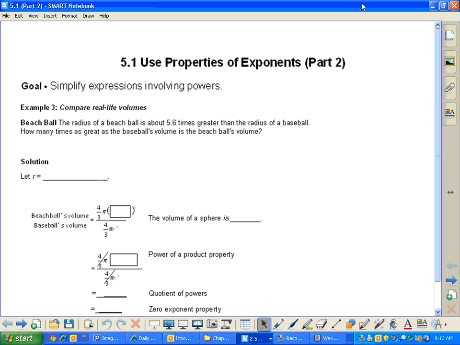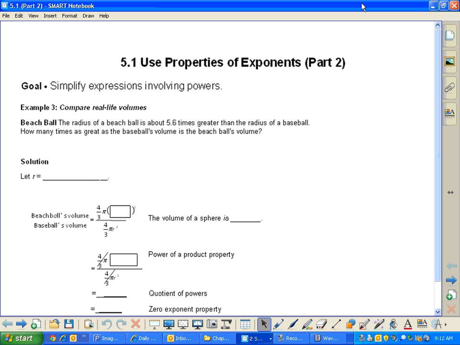So without any further ado, here's example 3. And we'll read it together, a beach ball problem. It says the radius of a beach ball is about 5.6 times greater than the radius of a baseball. True story. How many times as great as the baseball's volume is the beach ball's volume? So here we see one of our applications for properties of exponents, where we can compare volumes.